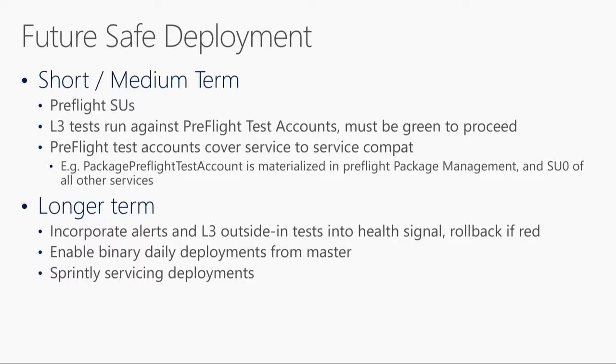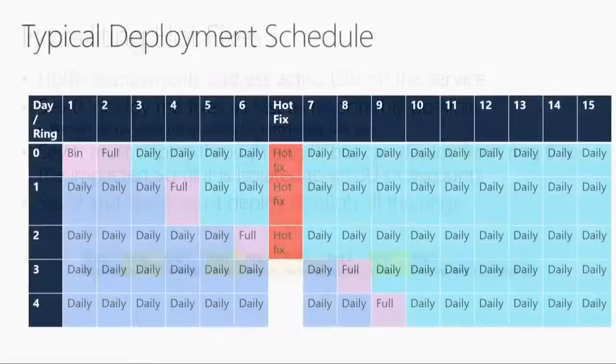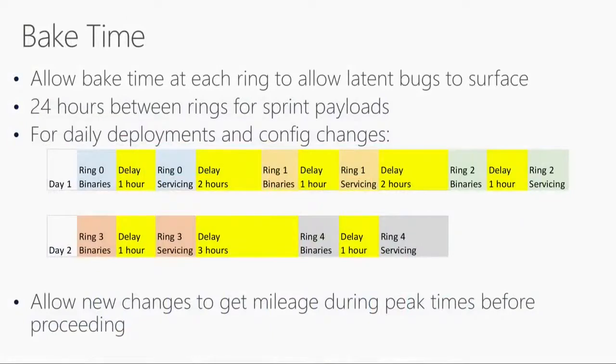And then longer term, to your question about the signals. When we are in these delays, right now we have the 15-minute check after binaries, and then we're sitting there, and it's a manual thing right now to roll back. So somebody's got to say, hey, wait, we got some bad problem, and then we'll go manually do the rollback. What we're working on is getting our L3 test signal outside in, as well as signals coming from our telemetry. And when we can detect things are red, then we'll be able to roll back. That's something we're working on with the RM team.